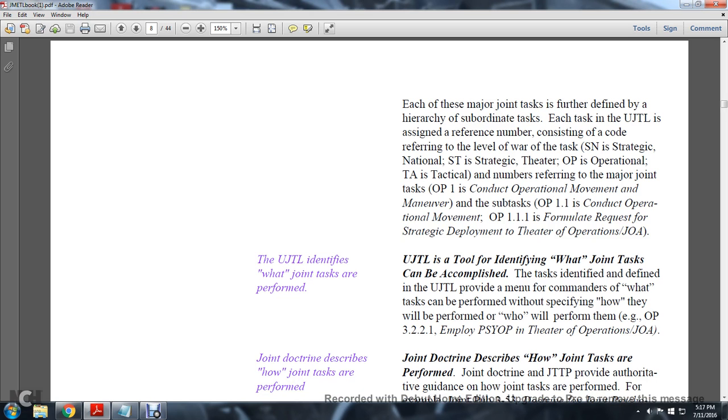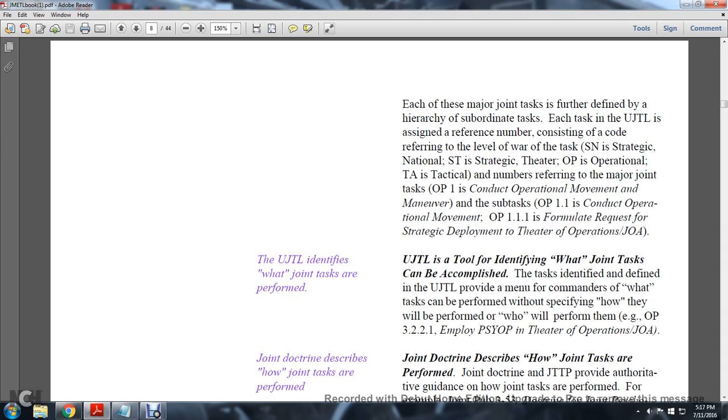So the numbers referred to are in a numerical outline. The Universal Joint Task List identifies what joint tasks are performed. The Universal Joint Task List is a tool for identifying what joint tasks can be accomplished. The tasks identified and defined in the Universal Joint Task List provide commanders a menu of what task is being performed, without specifying how it will be performed or who will perform it.